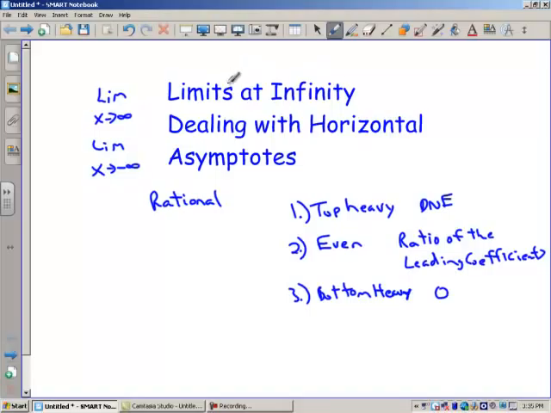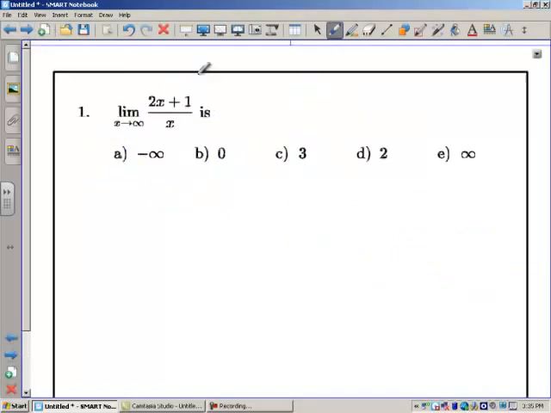Okay, let's go through and look at some examples of what I'm talking about. Here I've got the limit as x approaches infinity, and I have a rational function. Now the degree of the top is x to the first, and the degree of the bottom is also x to the first. This is what I would refer to as an even rational function, because the top and the bottom have the same degree. So in this case, it's the ratio of the leading coefficients. Here's the leading coefficient on the top. Here's the leading coefficient on the bottom. The answer to this is 2 over 1.